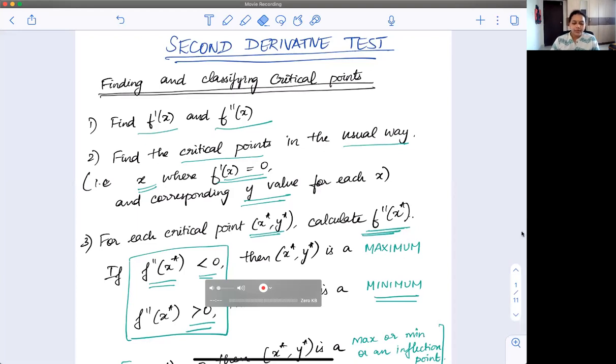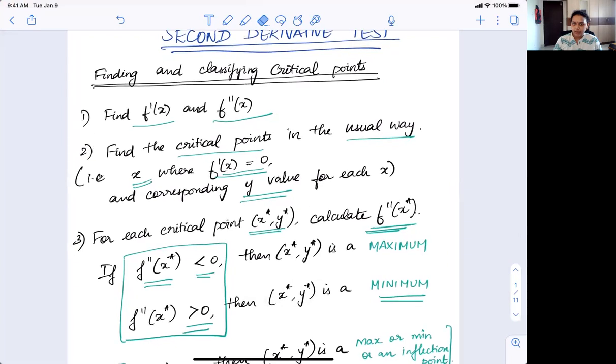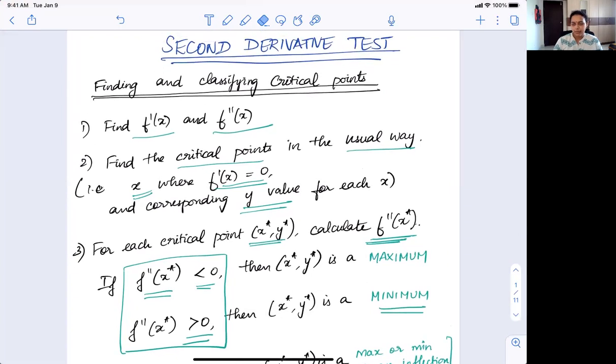Okay. So what's the second derivative test all about, and what are the steps involved? First, you find f prime x and f double prime x. And you find the critical point in the usual way by equating f prime x to 0 and finding the x value at which f prime x is 0. And to get the coordinates of the critical points, the x and y coordinates, you obtain x in this manner. And to get the y value, you plug this x into the original function f of x to get the corresponding y value. And so you have your critical points.